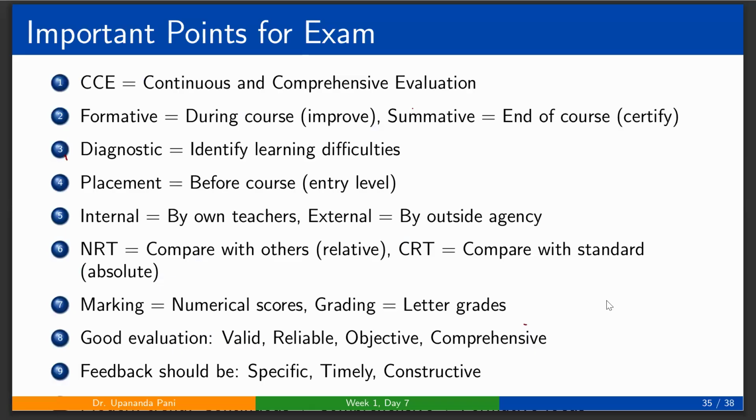Now what are the important points for the exam? CCE means continuous and comprehensive evaluation. Formative during the course. Summative end of the course. Diagnostic identifies learning difficulties. Placement before the course. Internal by own teacher. External by outside agency. NRT compares with others, so basically relative. CRT compares with the standard, absolute. Marking is numerical scores. Grading is letter grades. Good evaluation is valid, reliable, objective, comprehensive. Feedback should be specific, timely, constructive.